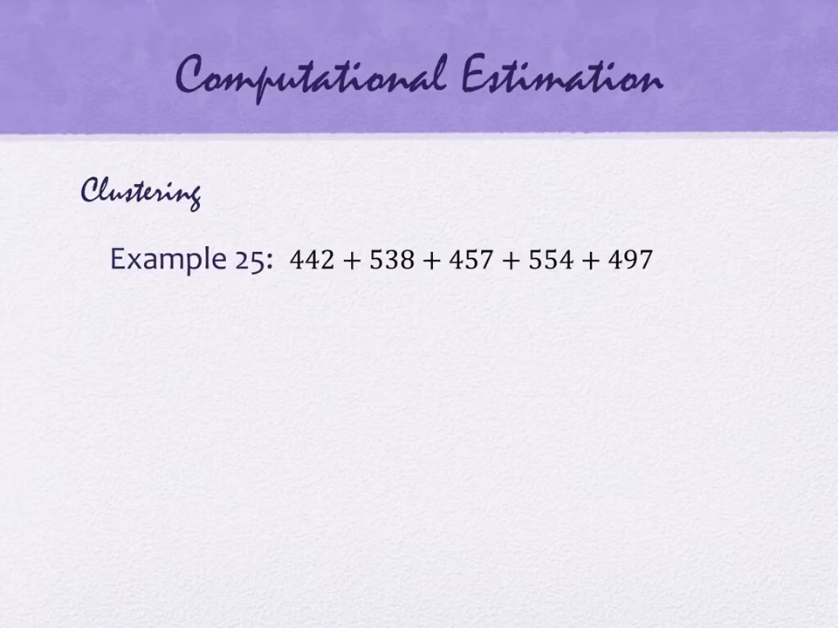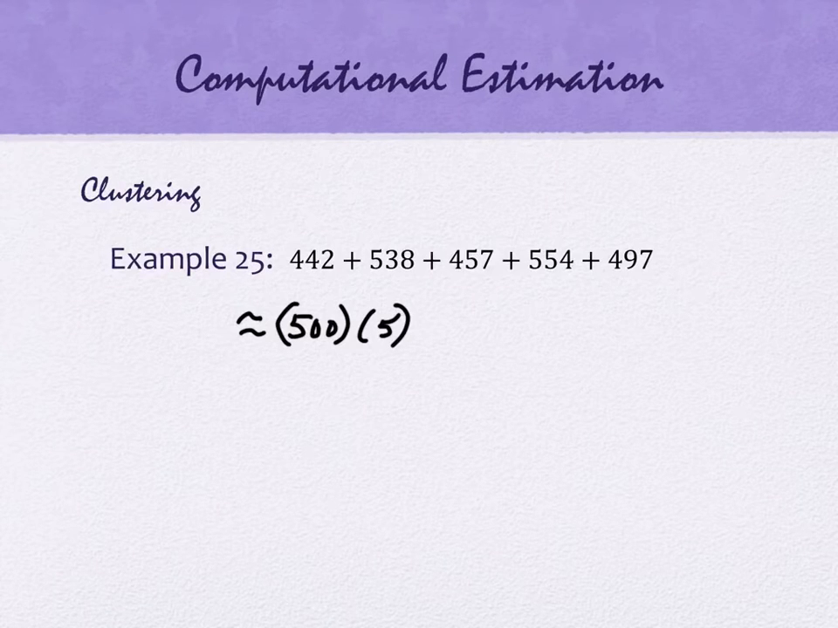So if you look at these numbers, 442, 538, 457, 554, and 497, what are they all pretty close to? About 500, right? Does everybody see that okay? I mean, these are all pretty close to 500, each of them. Some of them closer than others, but they're about 500. So this is approximately equal to 500 times 5, because there's 5 numbers. What is 500 times 5? 2,500.